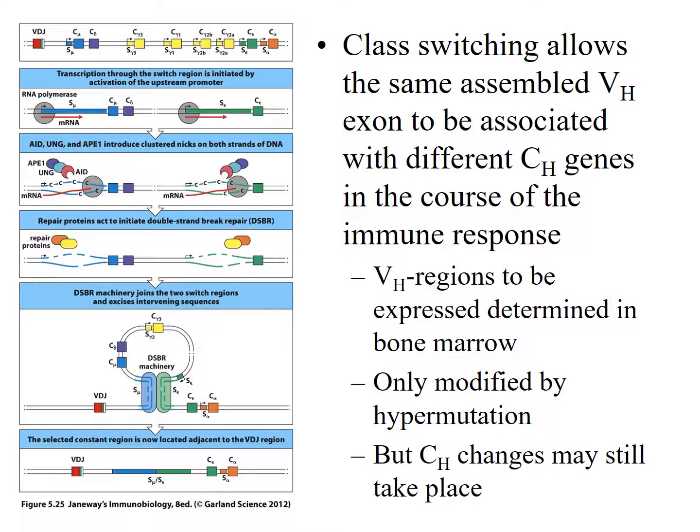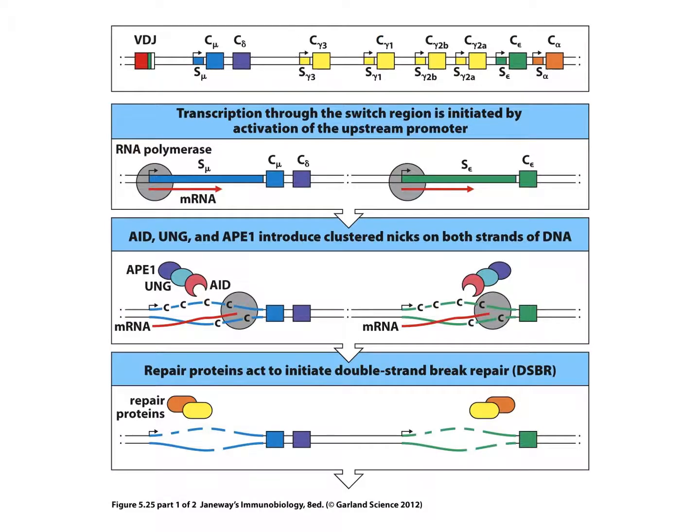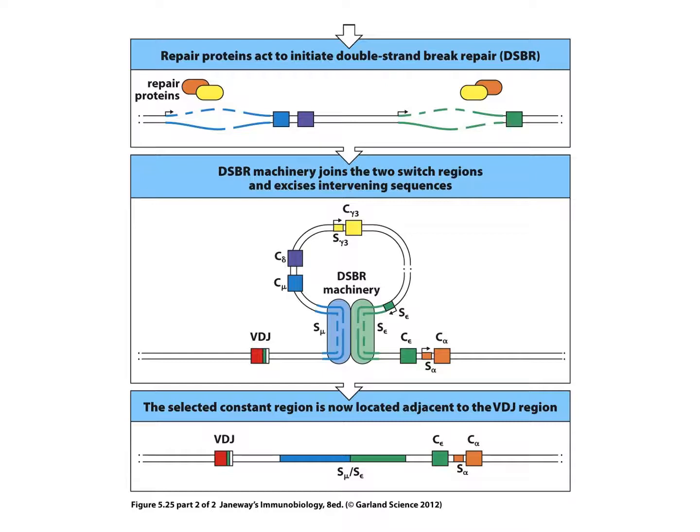Time to switch classes. The only thing we see here, the only way that the V region can be changed here is by hypermutation, point mutations that we've discussed before. APE1, UNG, AID, specifically AID, these are going to be a little bit more B cell oriented, a little bit more isotype switching oriented. Double strand break, well, this is just a generic repair enzyme complex. This generic repair enzyme complex is going to come and bind up this region.